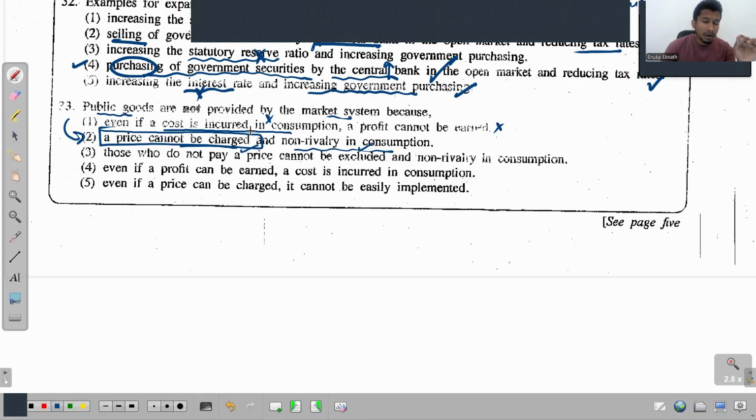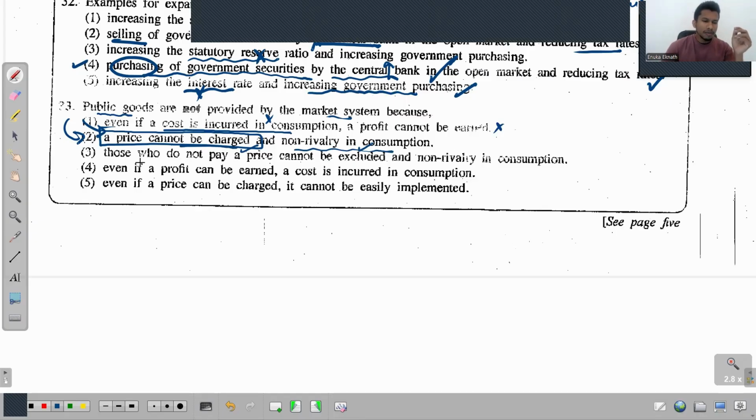But then again, these are not the two main qualities. If you are referring to the two main qualities, the first one has to be non-excludability and the second one has to be non-rivalry. Both of these are qualities, but this is not one of the main qualities. This is the outcome of a main quality.